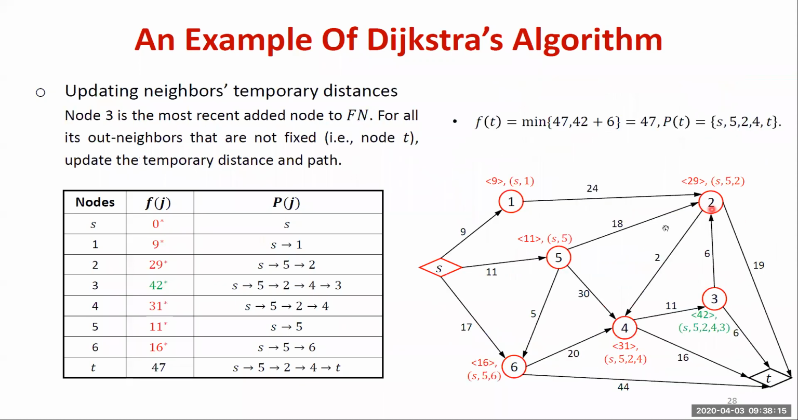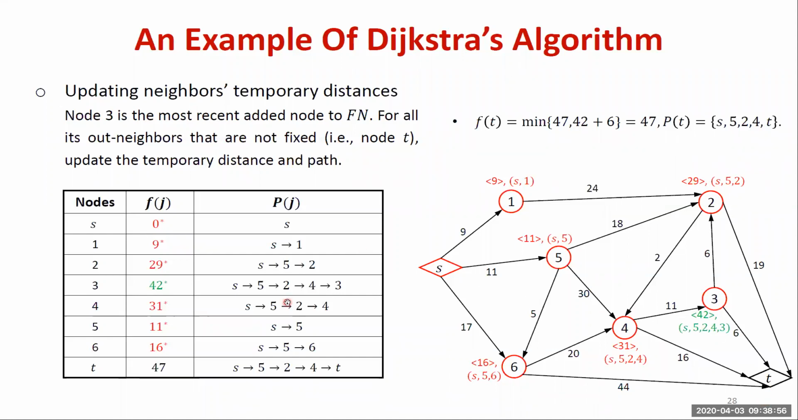So from 3, which one can I go to? Okay, be very careful here. Clearly from 3, you can go to node 2 and node T, right? However, you will not update node 2. Why? Because 2 is fixed already. See it? Again, once a node is fixed, it's permanently fixed. You're only going to have a look at outer neighbors which are not fixed. So here from 3, there's only one node that is not fixed, which is node T. So you're going to update node T only.